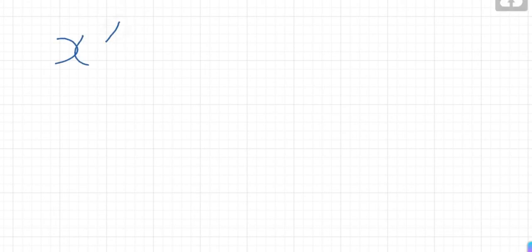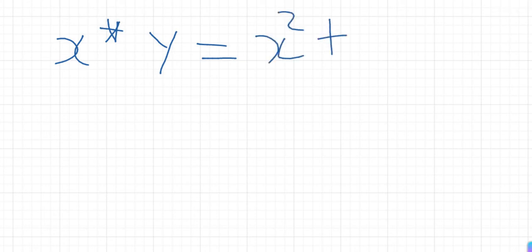So it is normally represented like this. You have a variable, and this is what we call an asterisk, and we say that this is equal to, just say, x squared plus, let's say, 4y.